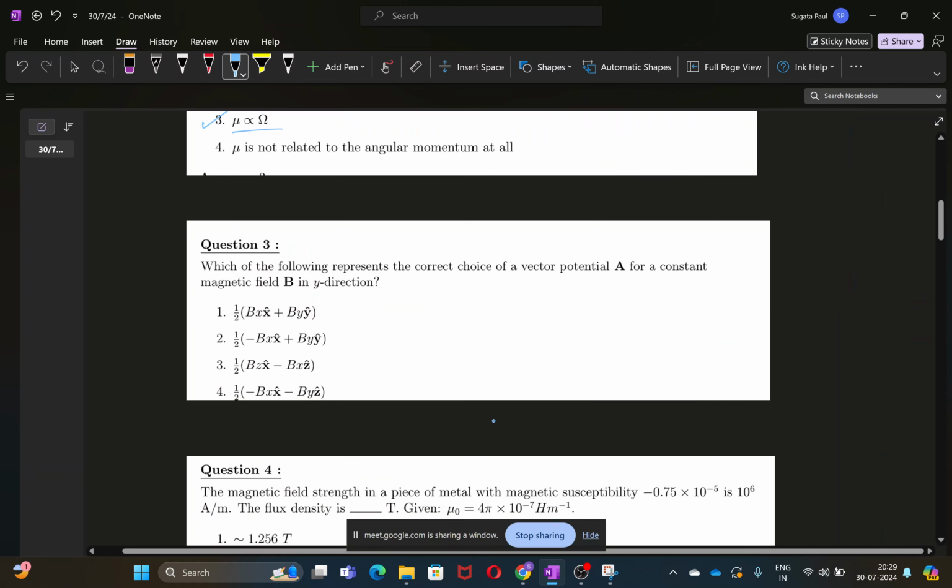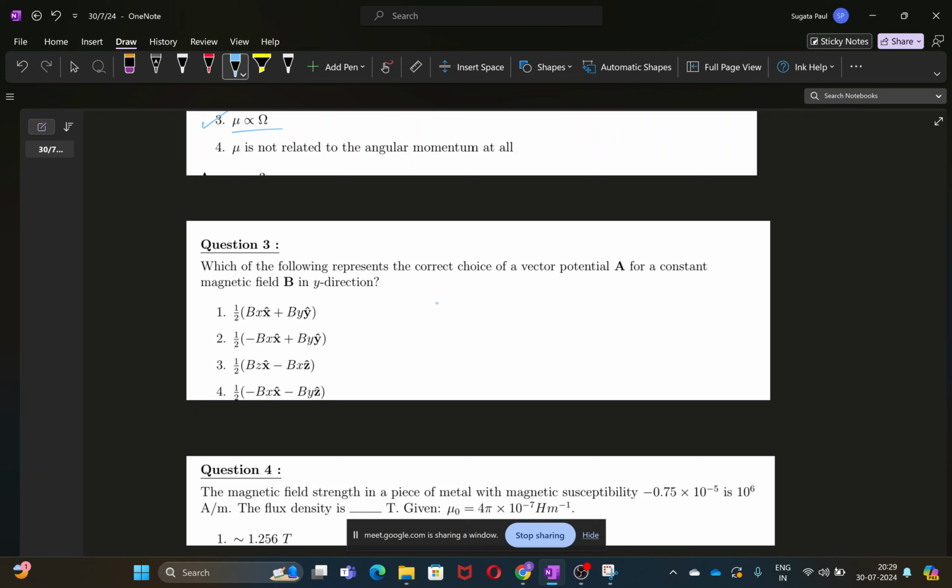Now let us move on to the third question. The third question asks which of the following represents the correct choice of a vector potential A vector for a constant magnetic field B vector in the y direction. First try to understand the question. This involves some mathematics, unlike the last two questions which were mainly conceptual, and you basically have to know a single formula to solve this.